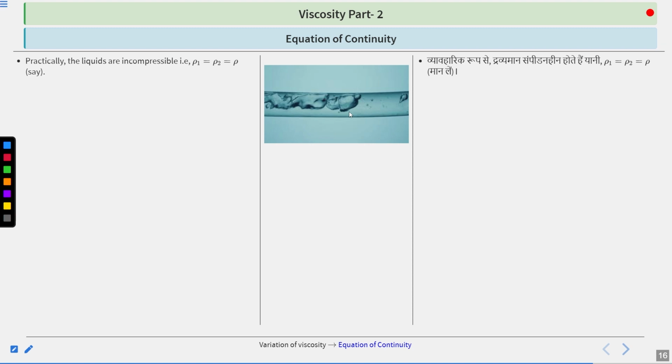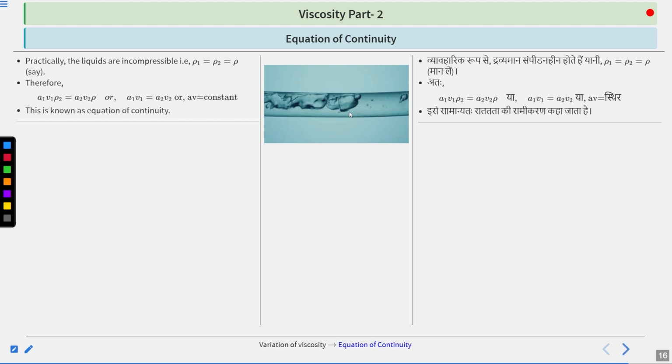Equation of continuity, continued. Practically, liquids are incompressible. Therefore, ρ1 = ρ2 = ρ. Therefore, A1 v1 ρ = A2 v2 ρ, or A1 v1 = A2 v2, or Av = constant. This is known as the equation of continuity.